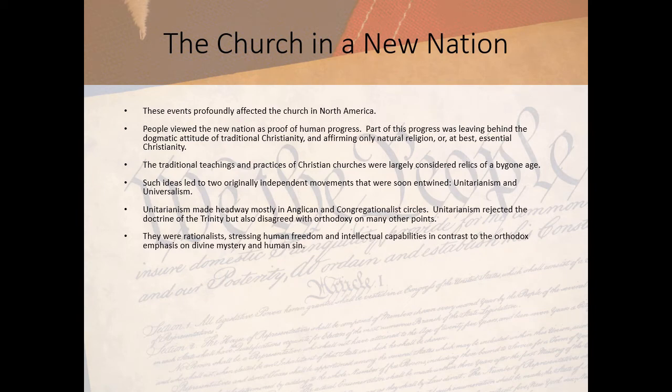They were rationalists, stressing human freedom and intellectual capabilities in contrast to the orthodox emphasis on divine mystery and human sin. So again, you're part of a nation that just created itself, and you're thinking pretty highly of yourself. You're thinking that as human beings, we've got things in pretty good shape here. Look at what we've done. We formed a nation in which people are free and they're able to act according to their own conscience. And yes, we have government, but government is not as restrictive as other places, and the people are governing themselves.